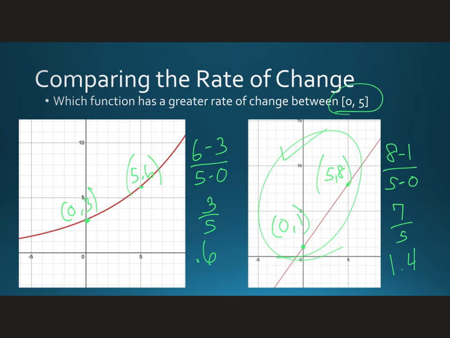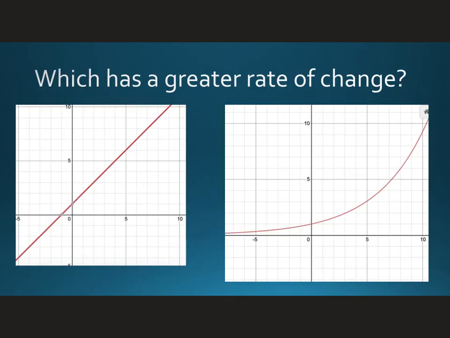Let's look at just a couple more situations. Here, who has the greater rate of change? Well, again, it's going to depend where we're looking at. I didn't give you an interval, so let's try the interval -5, 0 as my interval. So I'm looking at the point from here to here. So on this graph, I have (-5, -4) and (0, 1).